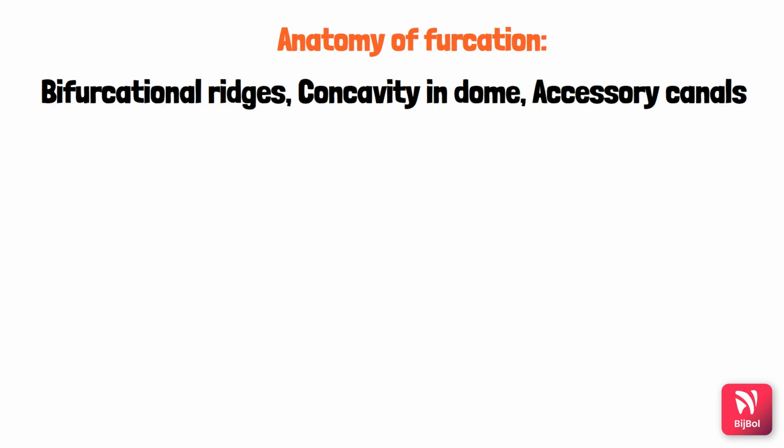So there might be bifurcational ridges, concavities in the dome, and accessory canals, which will all complicate the instrumentation. And there might be some additional procedures that have to be performed in case of these complex anatomic morphologies. Suppose there is a concavity, you need to reduce or eliminate it by performing odontoplasty, and then you will be performing the other surgical procedures.